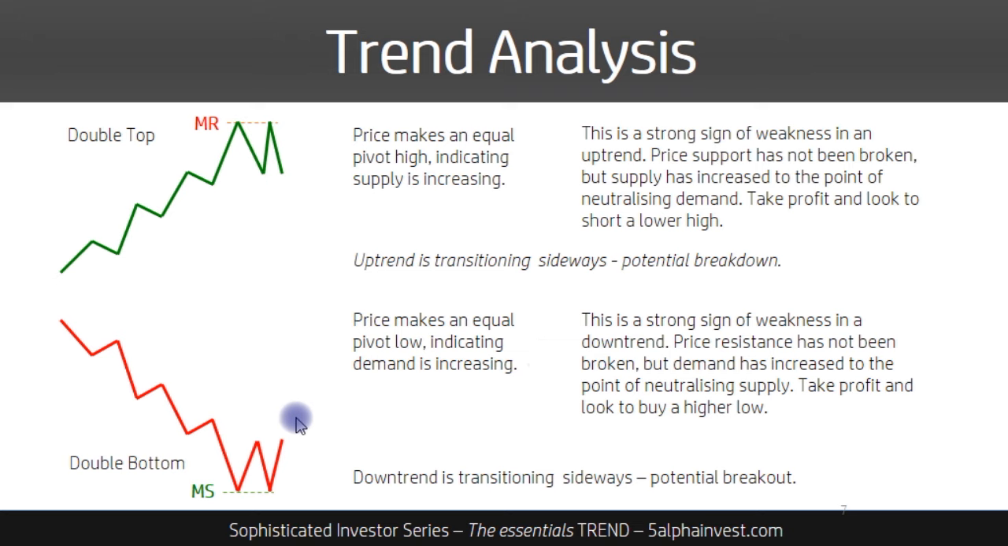Price resistance hasn't been broken, so this most recent pivot high hasn't been broken yet, but demand has increased to the point of neutralizing the supply. So you'd be looking to take profit and potentially with a double top here, it would be riskier because the trend hasn't changed yet. But if price pulled back to the downside here and began to form a higher pivot low, that would be a potential buy point for you. Okay, but it is higher risk because the trend has yet to change. But these are indications here of a potential trend change.